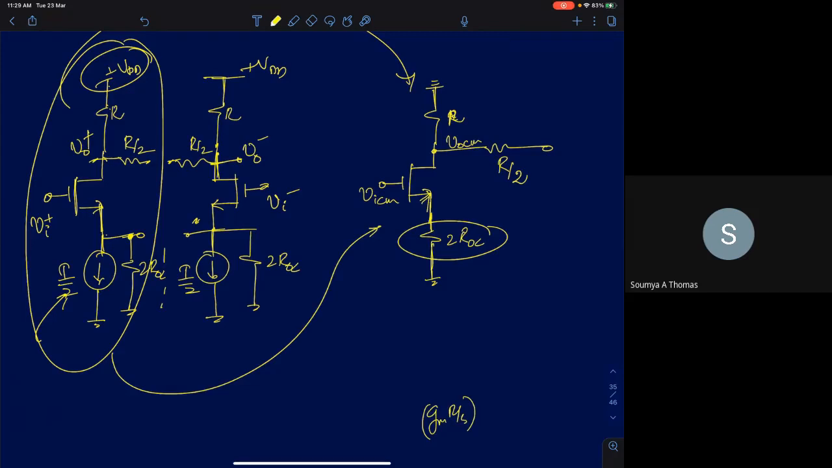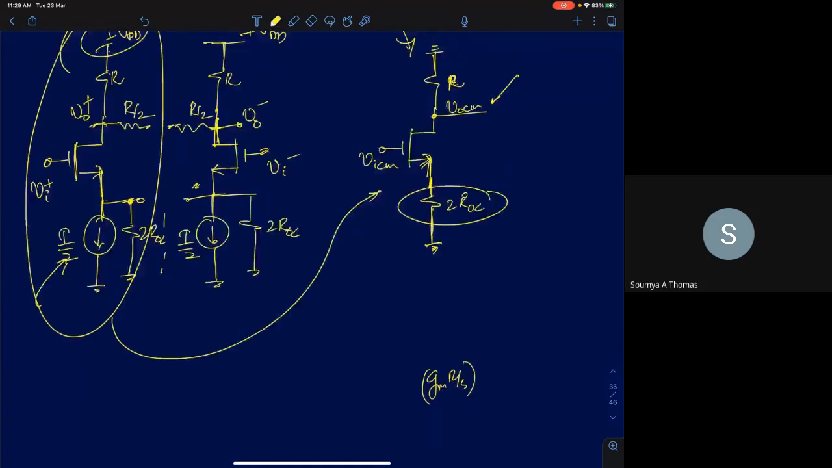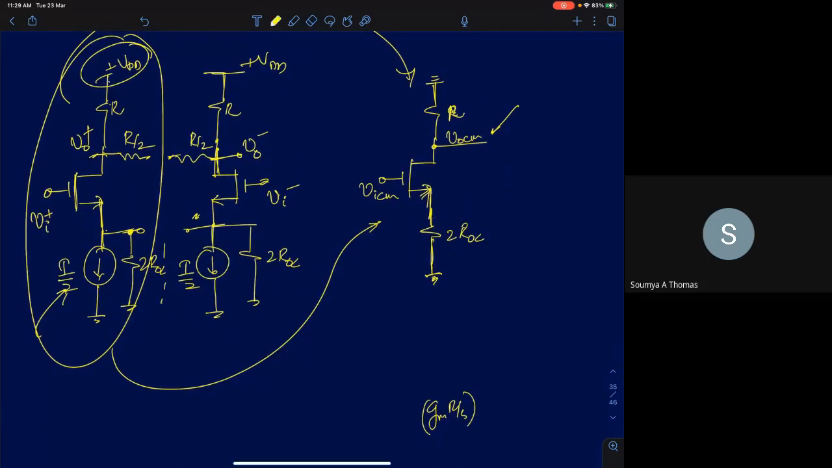Now, what do you think will be the common mode gain of this circuit? Will this resistance R by 2 matter? The current flowing through this is 0, right? If the current flowing through this is 0, the voltage drop is 0, so I can ignore this resistance. So this node voltage here is VOCM. Now, what will be the gain of this circuit? Let's assume R naught is infinity or lambda is 0. What will be the voltage gain of this circuit?